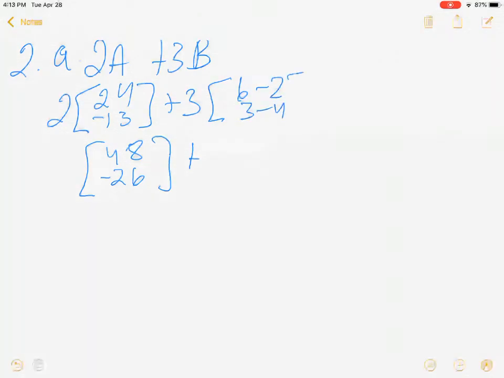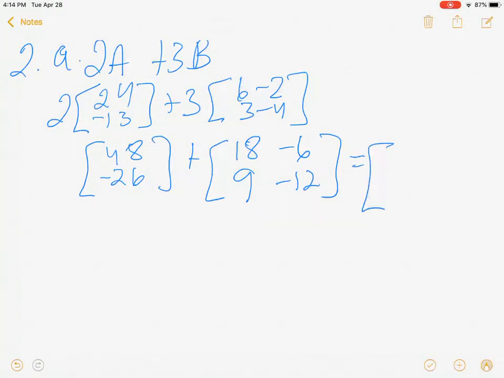Because the only way to add these two together or subtract them together is if they're exact same dimensions. So I get 18, negative 6, 9, negative 12. I'm multiplying those all by 3. Now I add these together, and the resulting matrix that I get out is 22, 2, positive 7, positive 7, and negative 6.